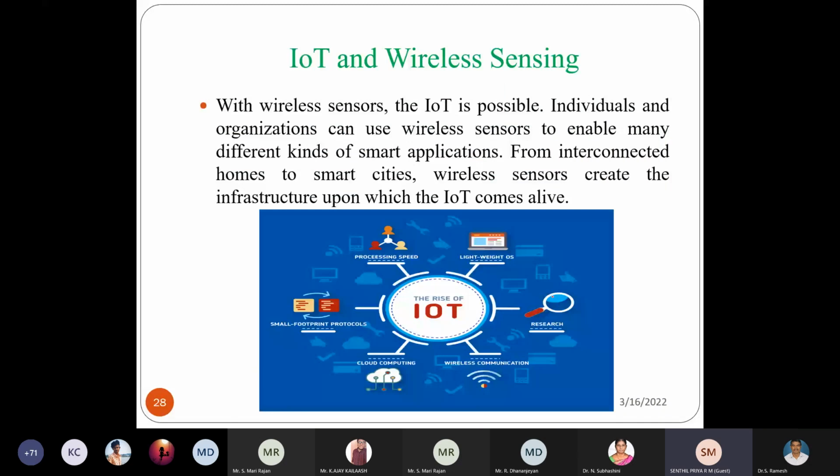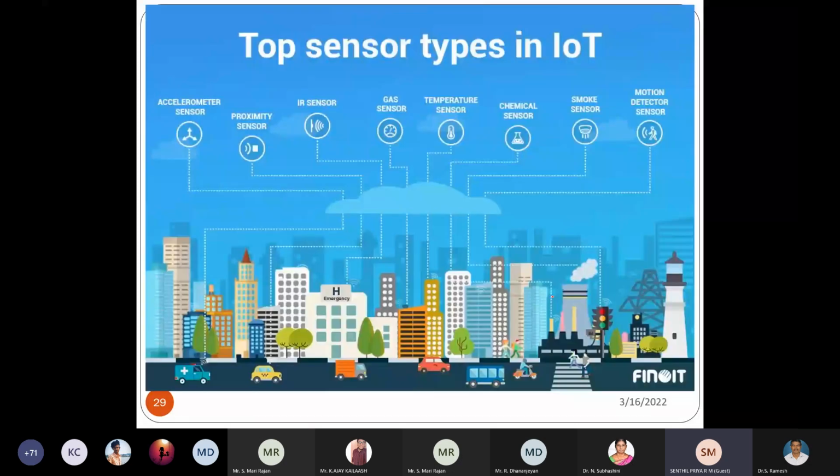Then IoT and wireless sensing. Here, IoT is the Internet of Things, as you know. We are going for individual wireless sensors, a lot of sensors. We are going for smart city wireless sensors, lightweight. Then how are we going to communicate in these systems? So these are the top sensor types in IoT.